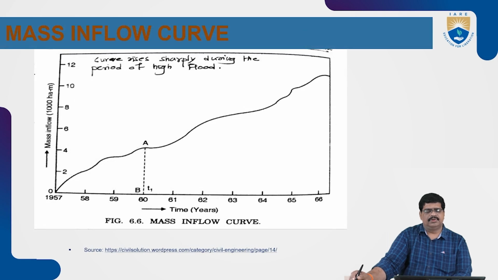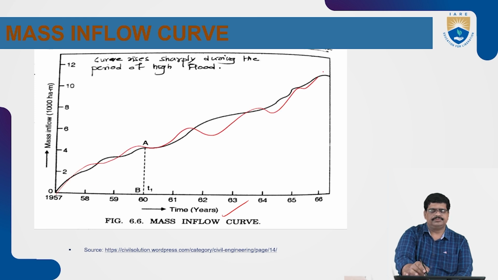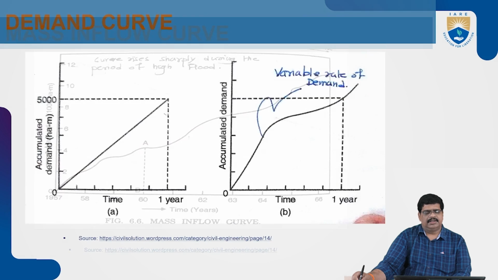Next, mass inflow curve. Let us see the curve. From 1957 to 58 and so on, the time is the number of years, and the curve is drawn with ups and downs. The water level in different years may change and vary depending upon the runoff. The availability of the catchment and the rainfall also influence it. Let us see that one.